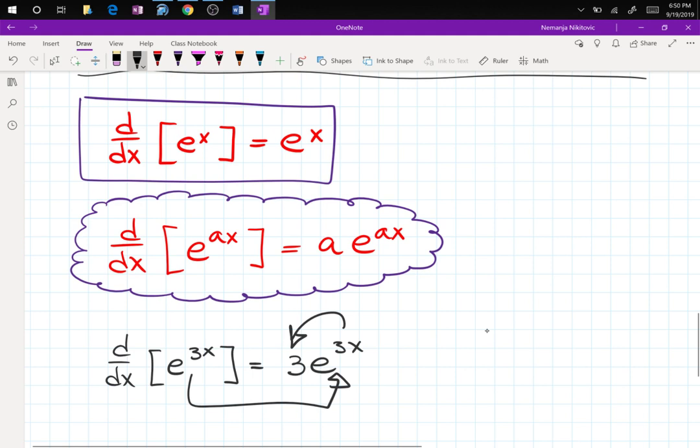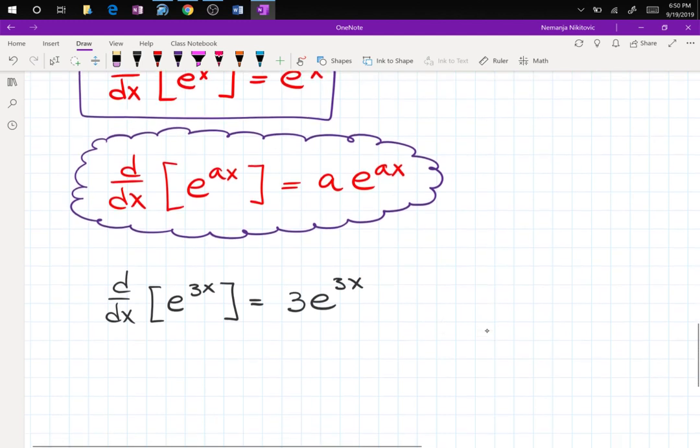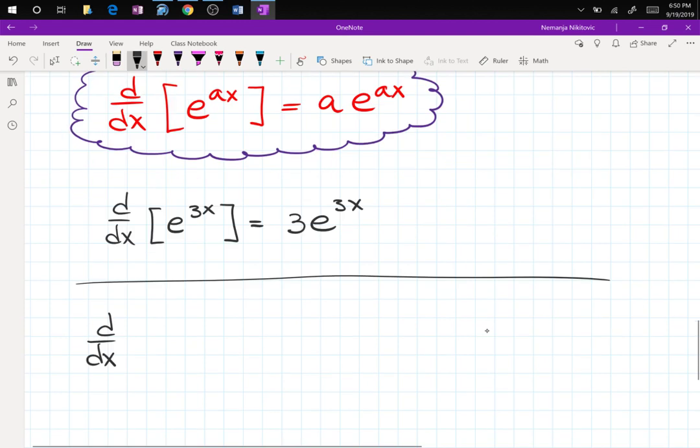Fast. Fast. What is the derivative of ln x? It's 1 over x.